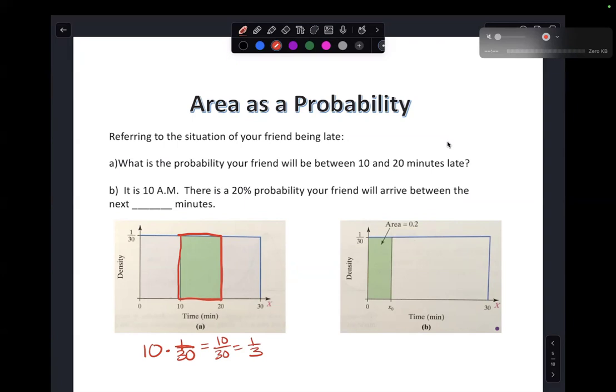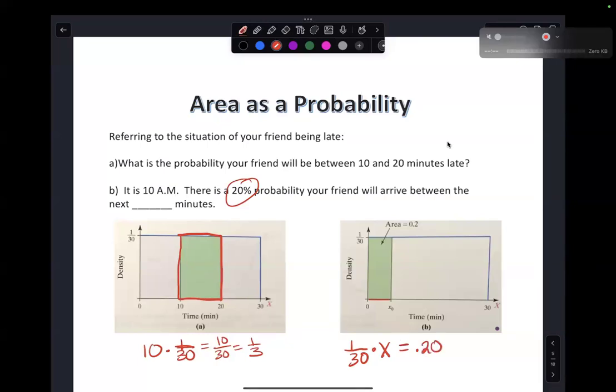So once again, let's take a look at this one. We have the probability here. There's a 20% probability that he's going to arrive between what minutes? So here, I know that it is 1/30th times whatever the width of the rectangle is. The width of the rectangle represents how many minutes he's late. We don't know what that is, so I'm just going to use X because X is a good variable. And that's going to equal 20%.